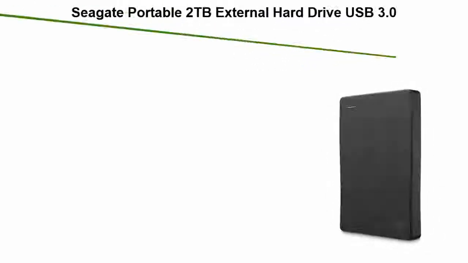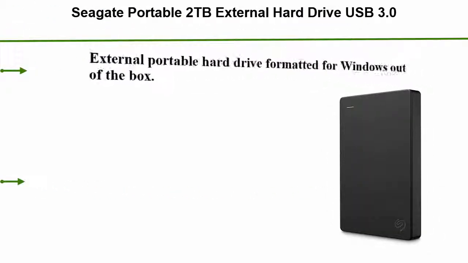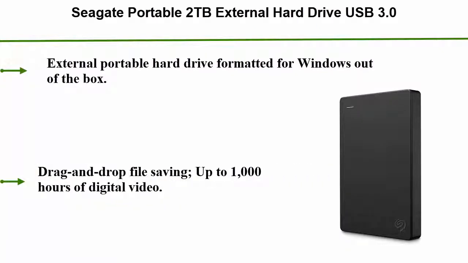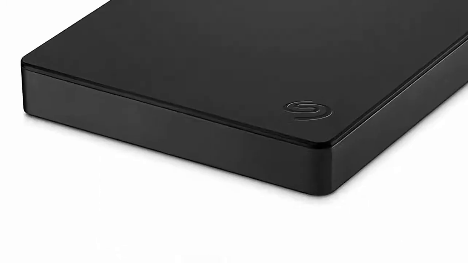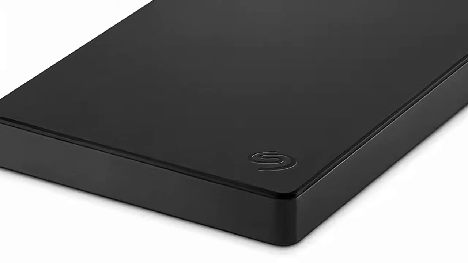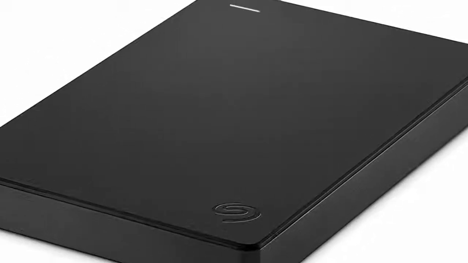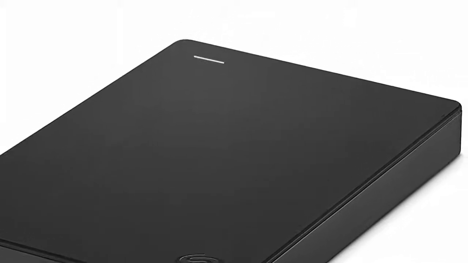Top 3. Seagate Portable 2TB External Hard Drive, USB 3.0. External portable hard drive formatted for Windows out of the box. Drag and drop file saving. Up to 1000 hours of digital video. USB 3.0 powered. For Mac compatibility, this hard drive requires reformatting. Reformatting the drive will erase all content unless it is backed up to another drive. Refer to the application guide for guidance on this process.